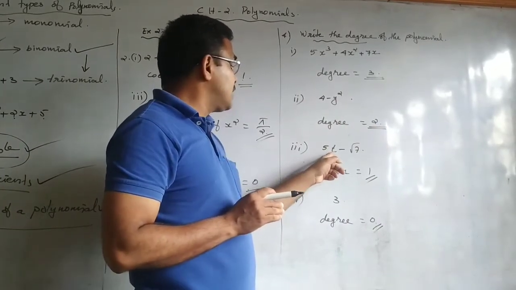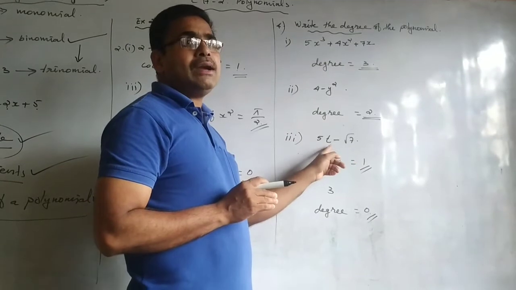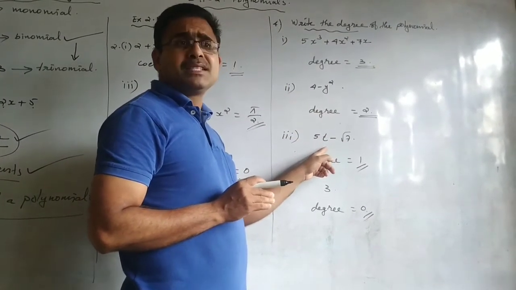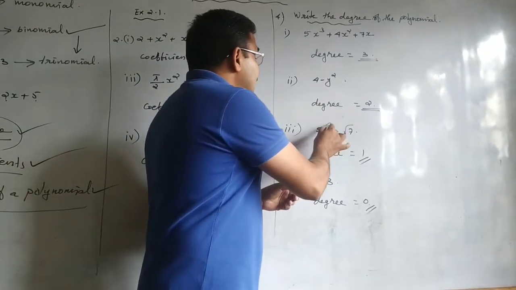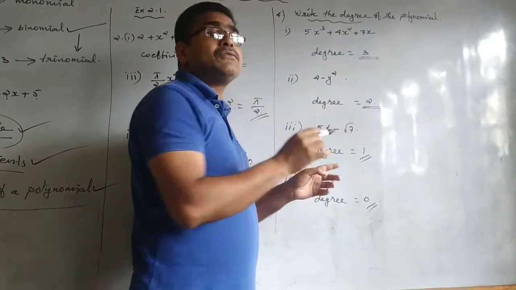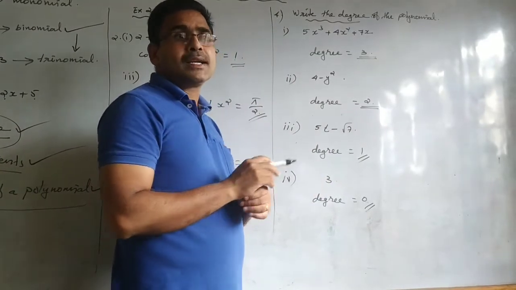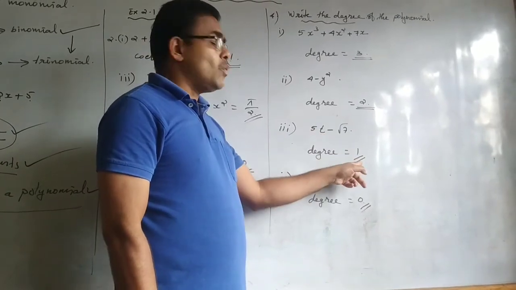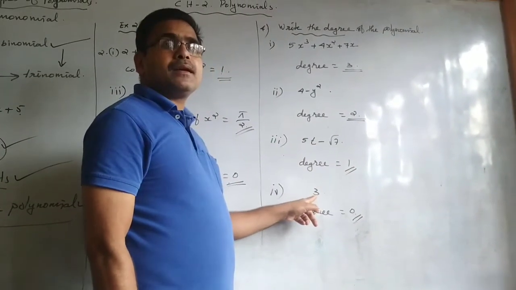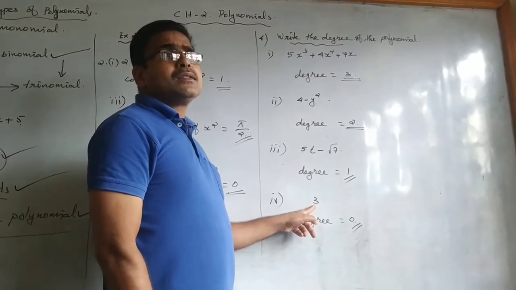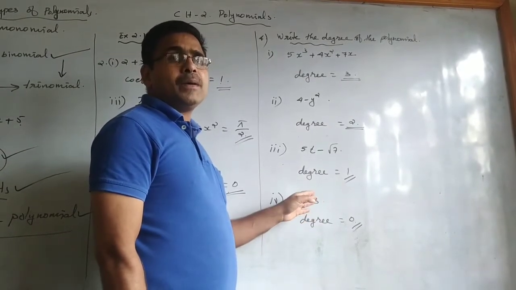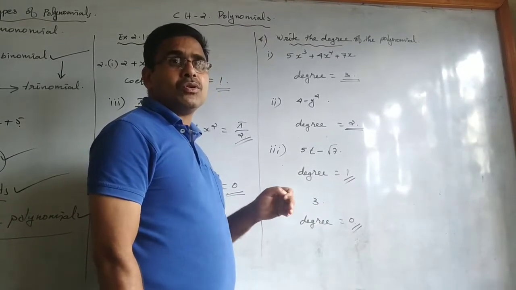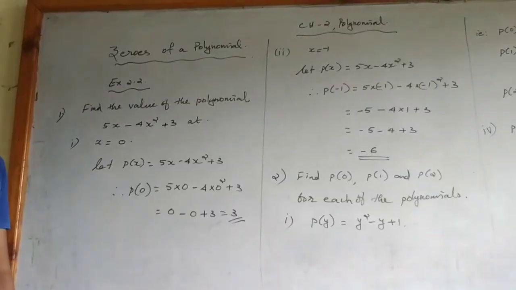Next question. 5t minus root 7. Here the variable is t. Then what is the power? Here the power is actually not mentioned. If the power is 1, there is no need of mentioning 1. That is why the degree of this polynomial is equal to 1. Next question, 3. We can also write 3 as a polynomial, because there is no variable but a constant is given. For such a polynomial, the degree is equal to 0.